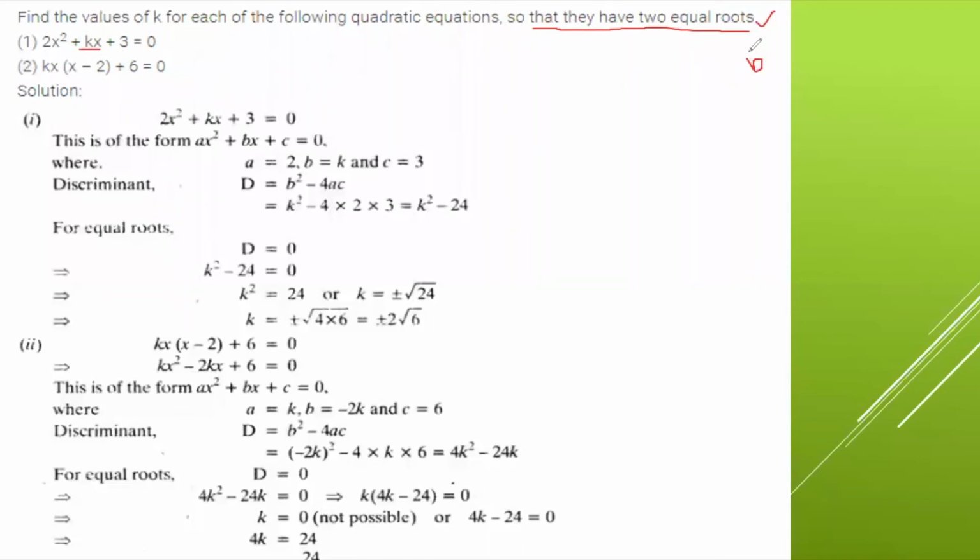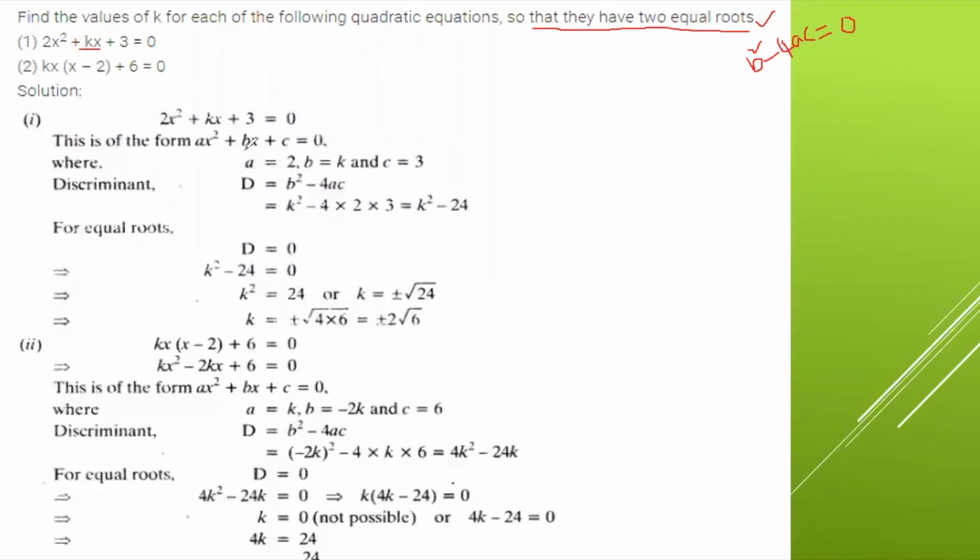Equal roots means D is equal to 0, sorry. Yes, b square minus 4ac equal to 0. So they are only giving conditions. You have to use the condition b square minus 4ac is equal to 0 and find the k value. Is it clear? First question clear?